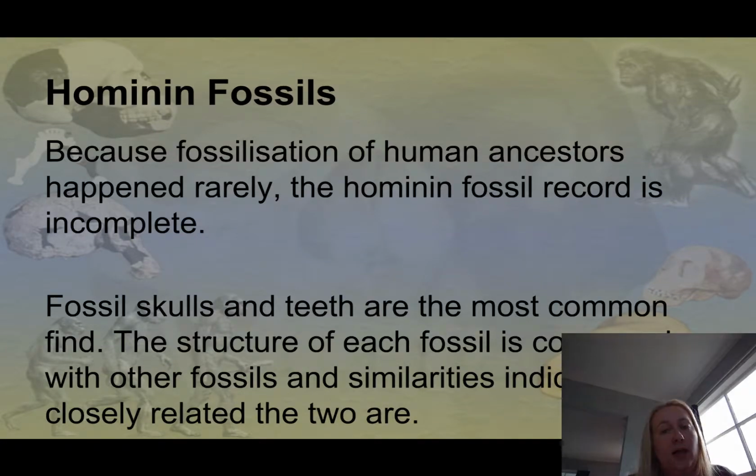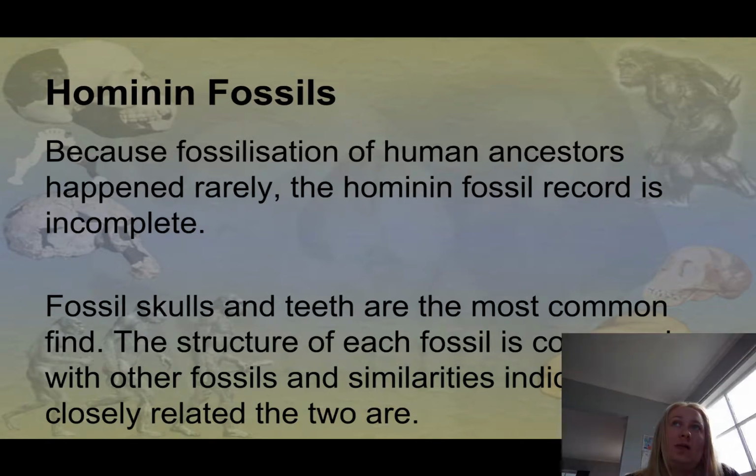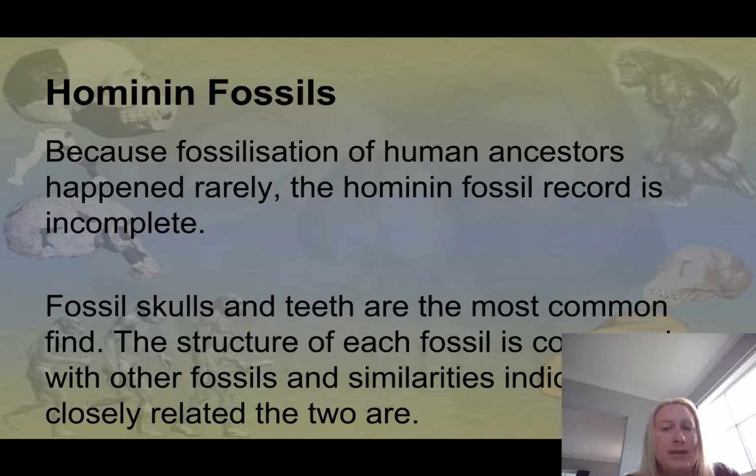So hominin fossils. Because fossilization of human ancestors happens rarely, the hominin fossil record is incomplete. We have bits and pieces of all sorts of different species. We don't necessarily have full fossils. There are a few, but most of them tend to be missing a little bit. So maybe that first step of having the whole individual covered to stop scavengers getting to it hasn't really worked. Or maybe because of the way that the fossil has been lifted up through earthquakes or the movement of the tectonic plates, the whole fossil hasn't been lifted up.